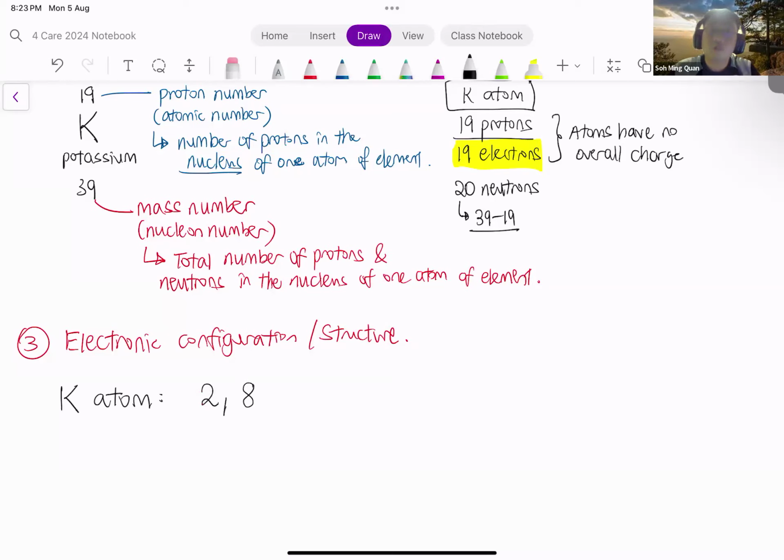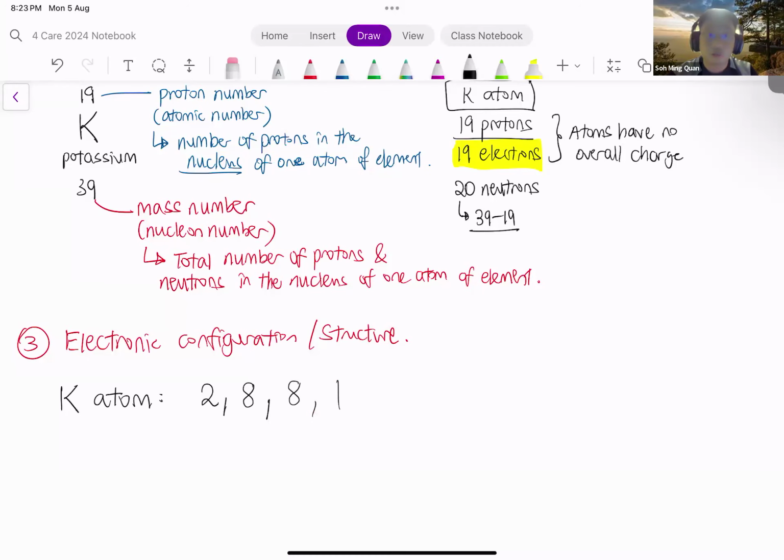The first shell, 2. Second shell contains a maximum of 8. The third shell usually contains a maximum of 8 as well. So first shell 2, second shell 8, third shell also usually 8. So that's 2, 8, 8. If you add up 2, 8, and 8, that's already 18 electrons. Therefore, to make the 19th electron, the very last electron goes into the fourth shell.